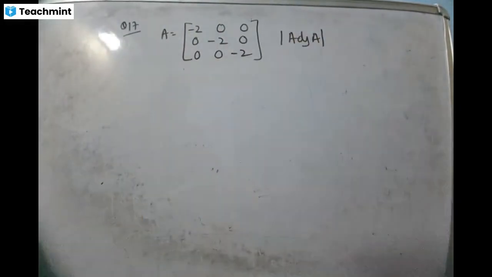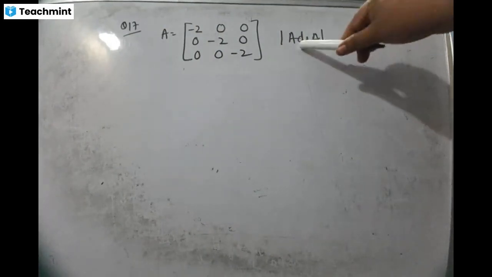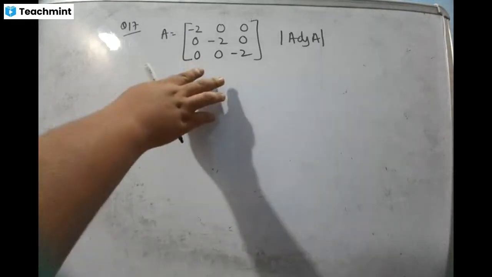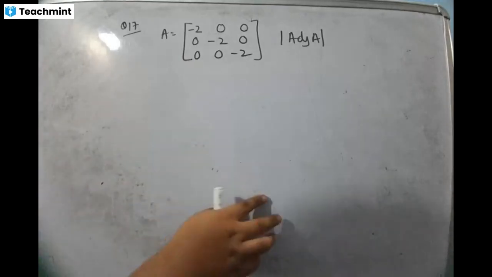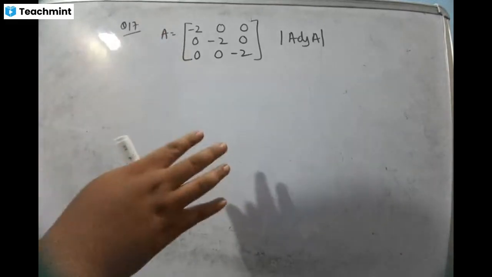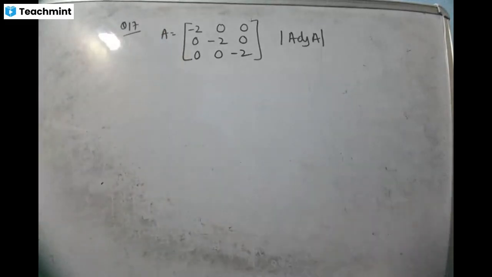If you don't know the technique, what are you going to do? You have to find the determinant of an adjoint. You know how to find the determinant, but the problem is you don't know the adjoint, isn't it? So you'll try to get the adjoint of this matrix, which is a long process. Obviously it'll take a lot of time. So that is one way of doing it, but this can be done in a very easy way also.